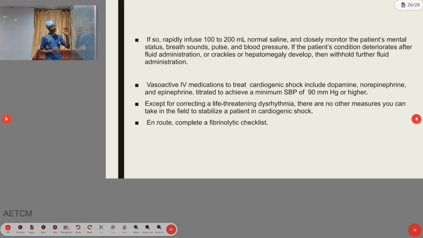So here we have to give inotropic agents. Mainly the inotropes are dobutamine and milrinone. Apart from this, we have dopamine, noradrenaline, adrenaline also that we can give. And if any life-threatening arrhythmia is there, we can go with antiarrhythmics. If the person shows any symptom of ACS or CV related, we can think about the fibrinolytic checklist. Based on that, we have to transfer to the appropriate care.